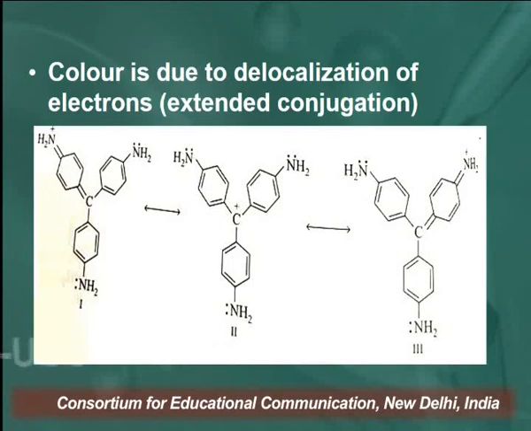So from NH2, from the nitrogen atom, the non-bonding electrons delocalize with all 3 rings, and due to that delocalization we get carbonium ions. So in the second structure you can see here the carbon which acts as a carbonium ion. So again delocalization of electrons takes place and we get a third resonating structure. So due to this extensive conjugation we get a color which imparts the color on the molecules.